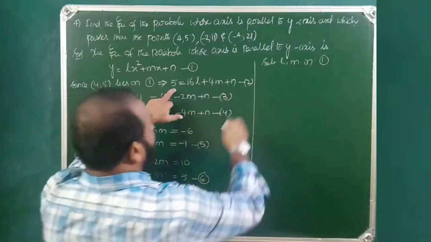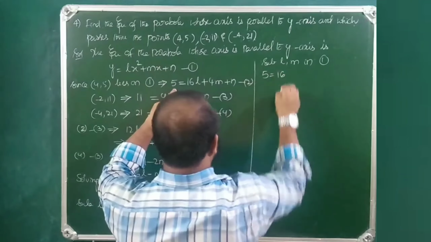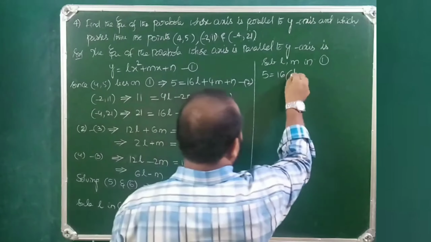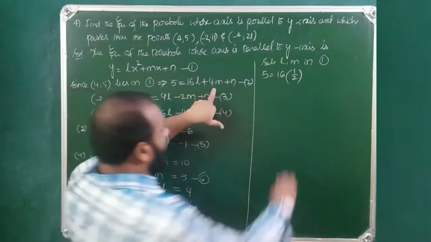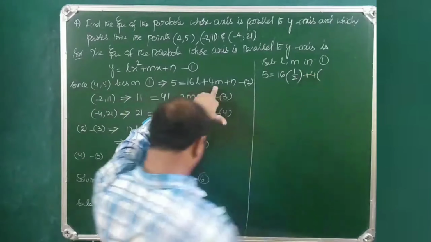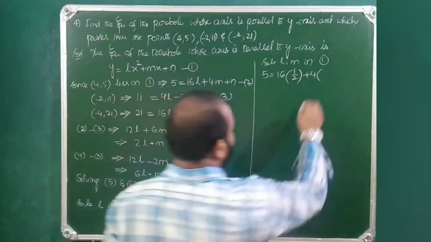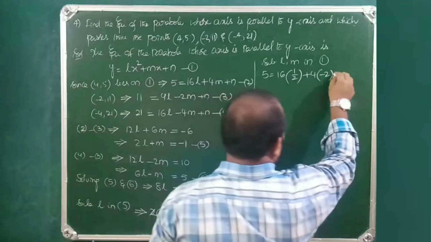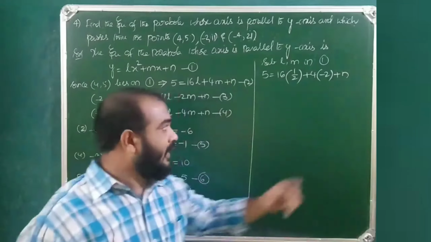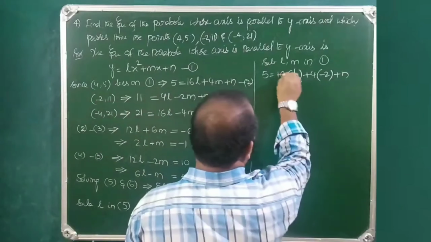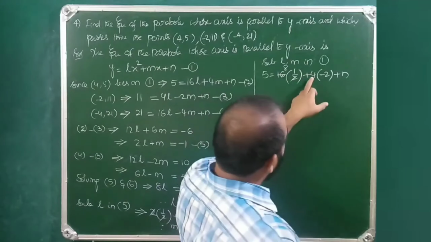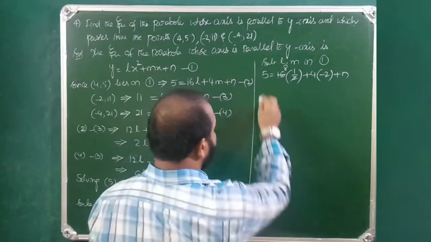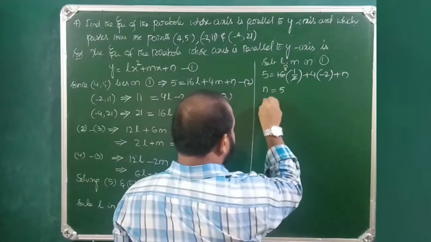Now, substituting L comma M in the first equation, that is 5 is equal to 16 into the value of L, 1 by 2, plus 4 into the value of M, minus 2, plus N, the unknown value yet to be obtained. So here this is 8, and 4 times minus 2 is minus 8. Plus 8 gets cancelled, N equals 5.